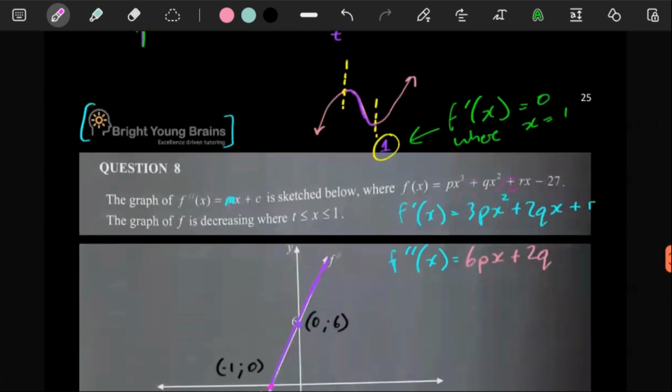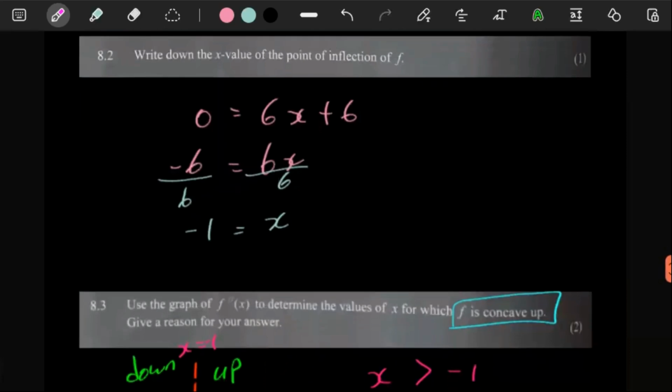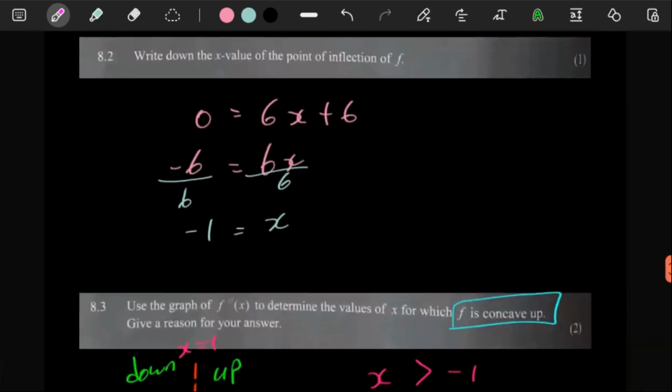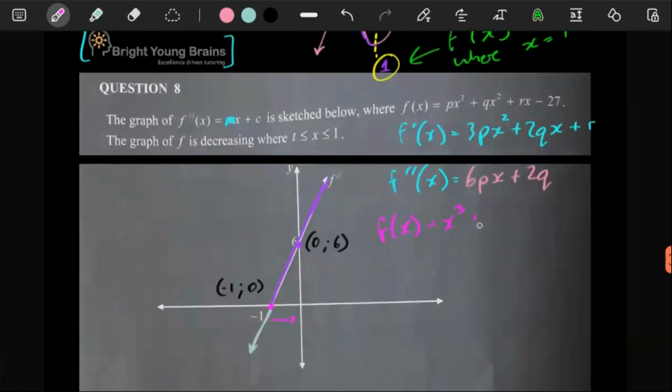So in our original equation, well, technically our original equation is f of x is equal to x cubed. P here is, what is the p value? Remember, q here is a 3, right? You get it? Q is a 3. So this is 3x squared. And then r is a -9, -9x, and then -27.